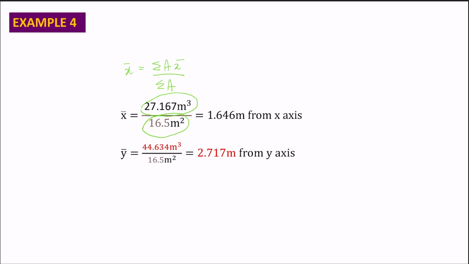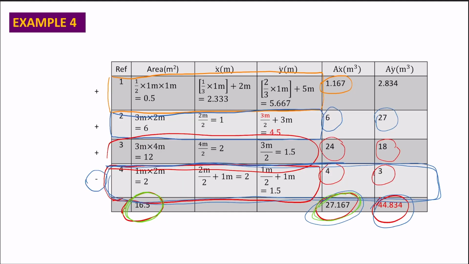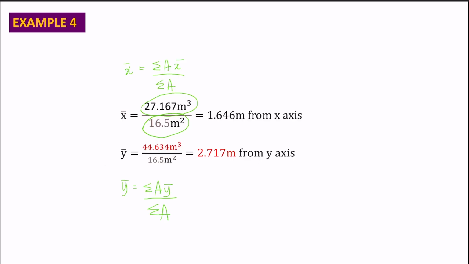Repeat the same process for Y bar using the formula of total area Y bar divide with total area. According to the table, total area Y bar is 44.834 and divide with total area of the wall. For X bar, you will get 1.646 meter from the x-axis, and for the Y bar, it's going to be 2.717 meter from the y-axis.